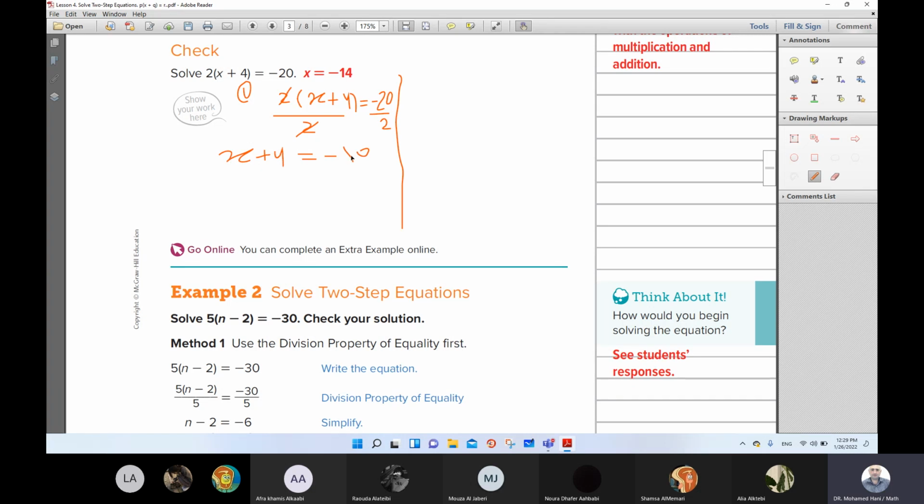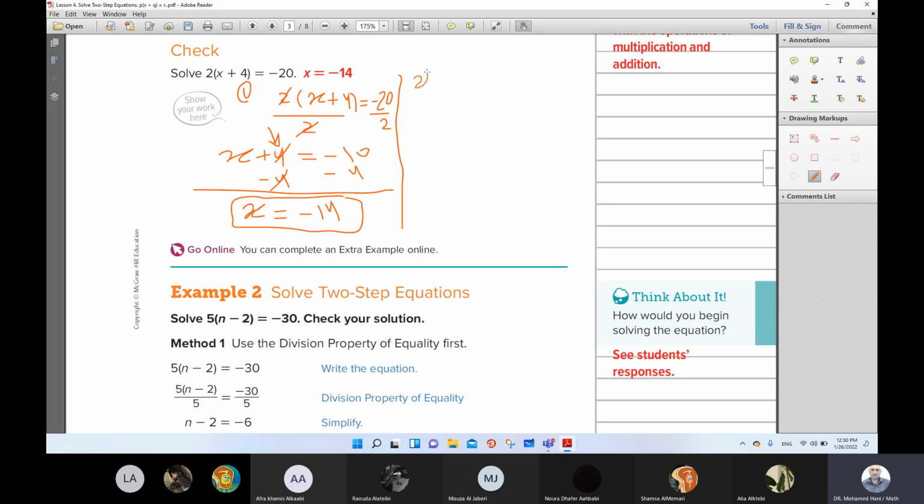To solve this equation, try to remove the constant from this side. So add the inverse of plus 4 will be negative 4. Add negative 4 to the two sides. Plus 4 and negative 4 will be 0. Remains here x. Equal, in the second side we have negative 10 plus negative 4 will be negative 14. So x equal negative 14. This is the solution of this equation.